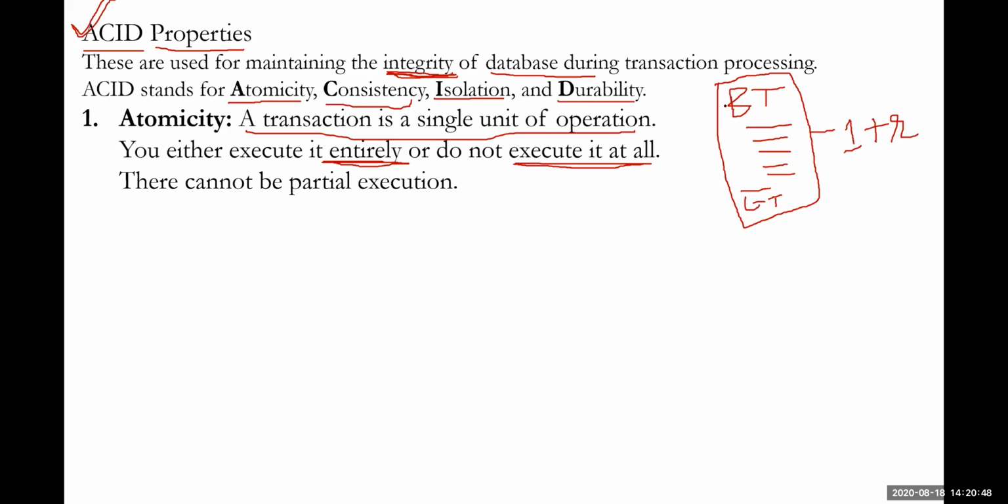It must be executed completely. For example, say 20 instructions are there between begin and end transaction. These 20 instructions should be executed at a time. Otherwise, don't consider this transaction for execution. Then it can be said that the transaction has followed atomicity.